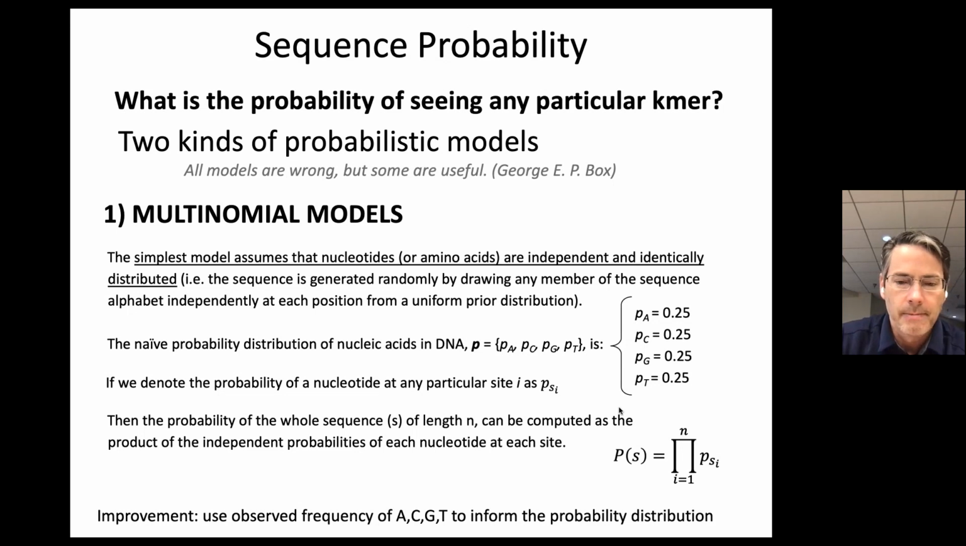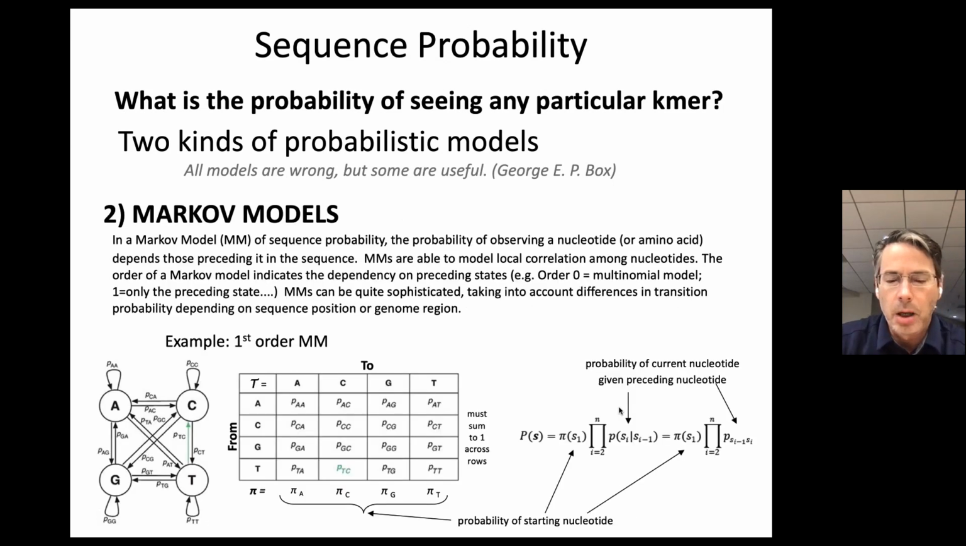Okay. The other class of models are Markov models, and these are a little bit more interesting because you can model more biological reality in some sense. What I have illustrated here is just a first-order Markov model where all it does, no matter where you are in the sequence, is estimate the probability of going from one nucleotide to another. So in graph form, it looks like this thing over here on the left.